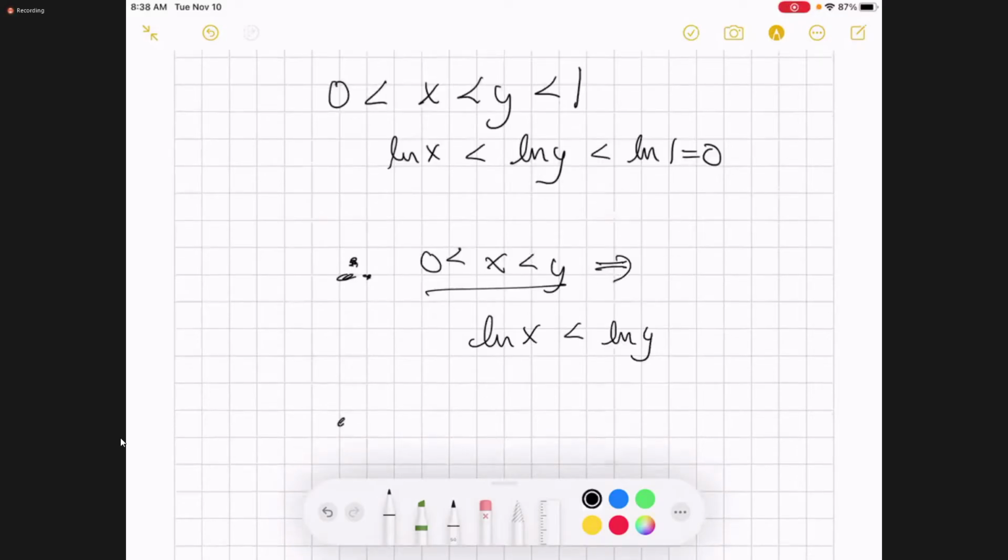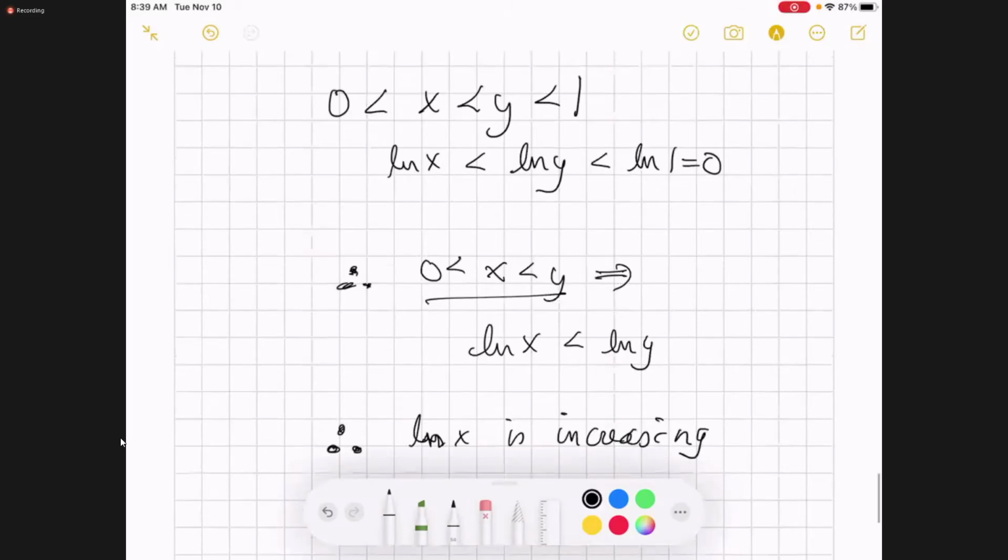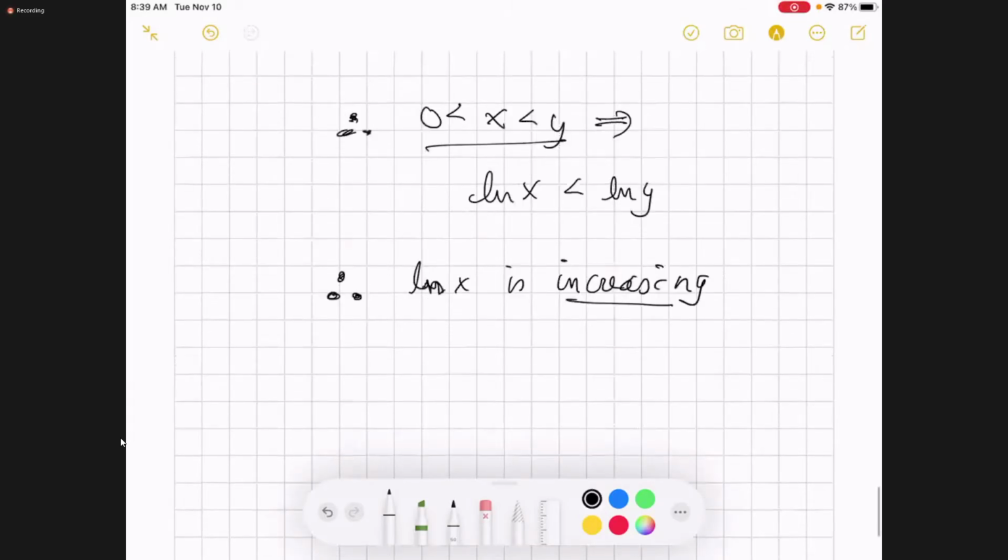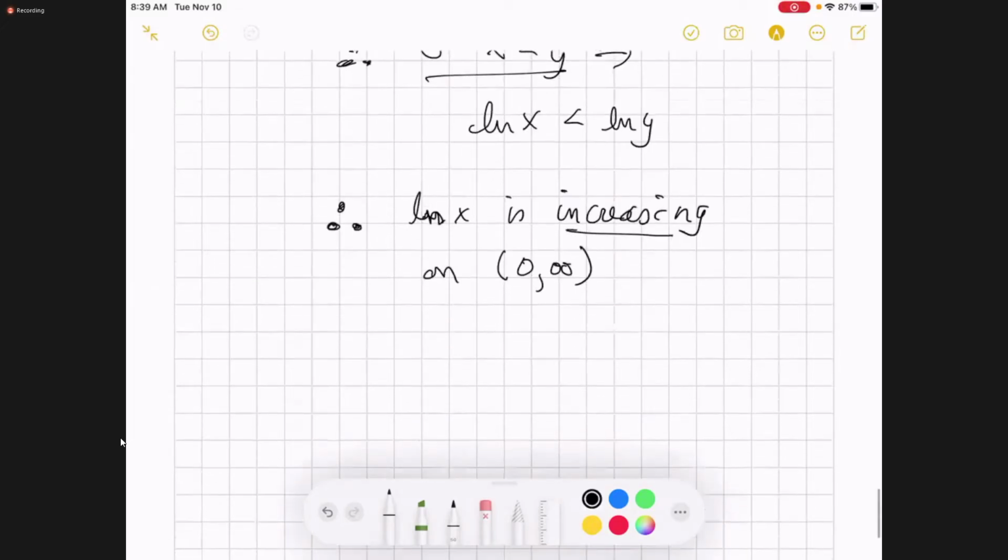And that means this new function is increasing on the positive reals. Yeah, the domain of this function is the positive reals. It's an increasing function. Okay. Are you all still there? Yes, ma'am. Okay, good. Need to check every now and then.